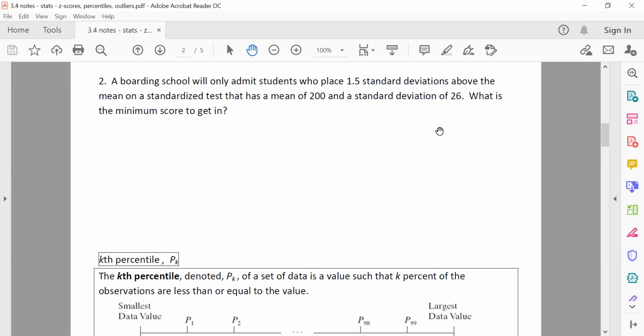So you have to score at least 1.5 standard deviations above the mean. So what this means, your z-score must be at least what? 200 is the average on the entire test. Exactly, but your z-score is the number of standard deviations away from the mean you are. So your z-score must be at least 1.5.